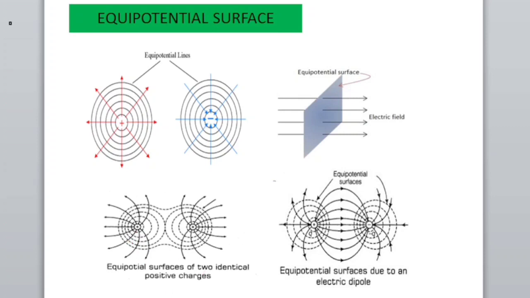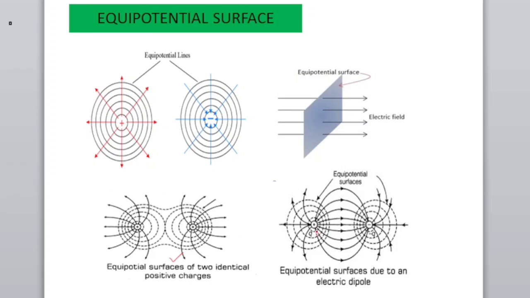Equipotential surfaces of two identical positive charges. For this one, suppose there are two charges, plus Q and minus Q. Due to these, the field lines are like this. Away from the positive charge, these are repulsive in nature, so the electric field lines are like this. Near this side, the field lines are very close to each other, which means there is a strong field. On the left side, this side also has strong field lines. So on this side the equipotential surfaces are very close to each other, and on this side the equipotential surfaces are very far away from each other. So these are due to two identical positive charges.